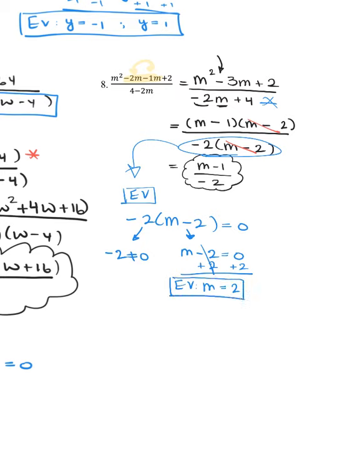And again, last time to say this. So when I say excluded value, m is equal to 2, it just means that if I were to let m equal 2 up here, I would get a 0 in the denominator, and we don't want that, right? Okay, and that's it.